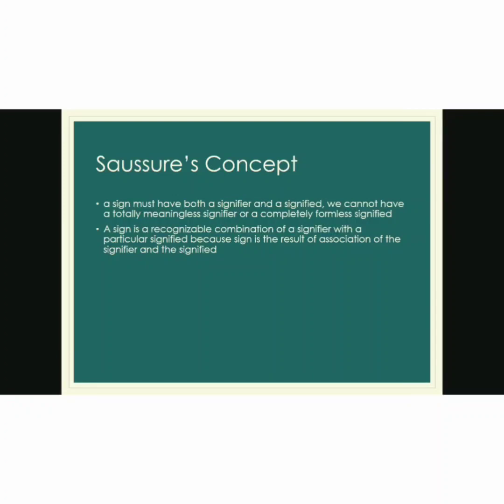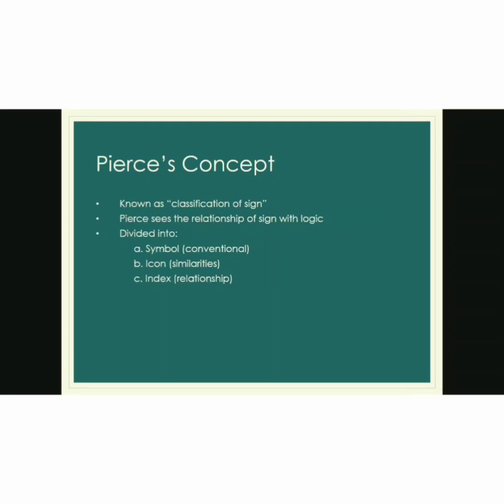Okay, next, we're still discussing Peirce's concept, known as the classification of signs, and Peirce relates signs with logic. And we have to know that Peirce's concept is divided into three parts: symbol, icon, and index. Just remember this concept.